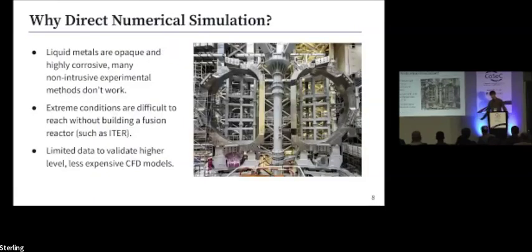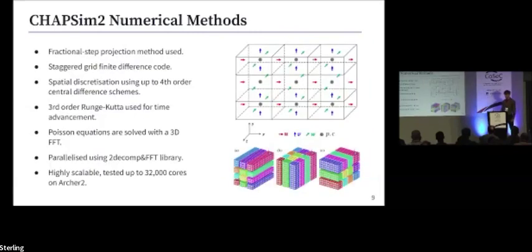So why do we want to use DNS? Essentially, fusion reactors are pretty expensive. We probably want to get it vaguely right the first time. But liquid metals are very difficult to do experimental work on because they're opaque and very corrosive. So we can only really have point or line data from them. And essentially, there's a demand for high-fidelity, large data sets to train AI models on, as well as traditional CFD models.